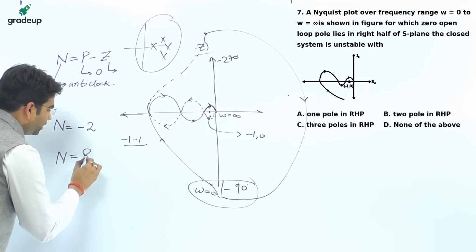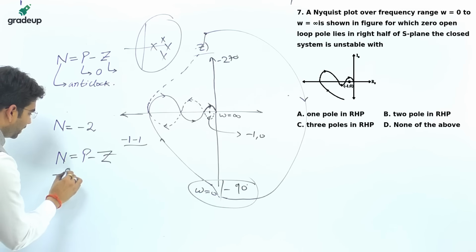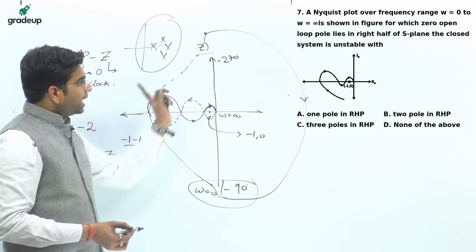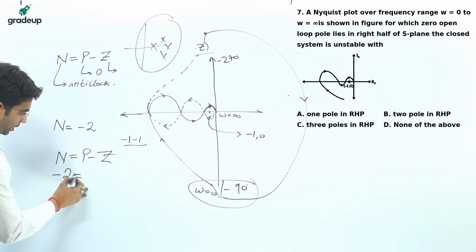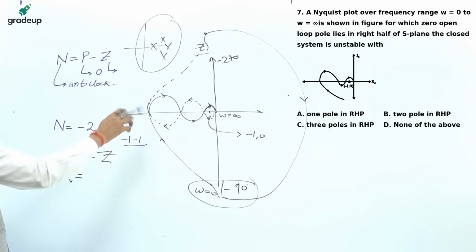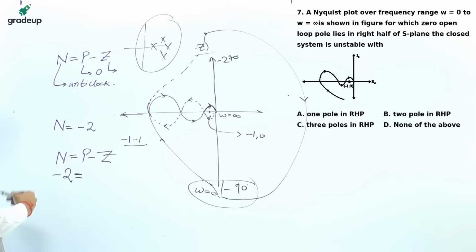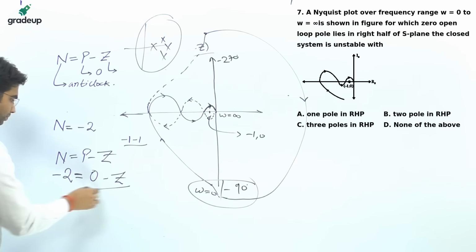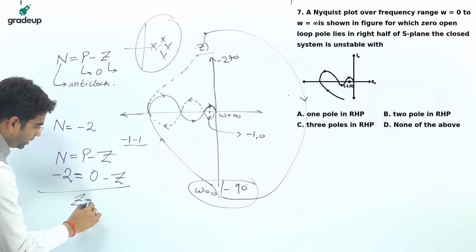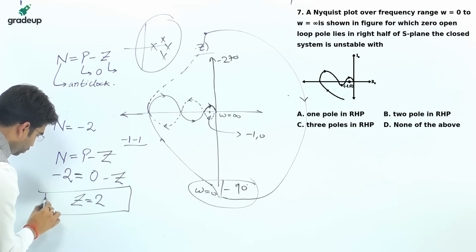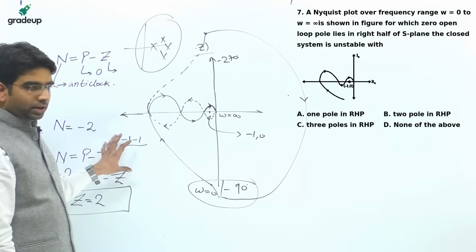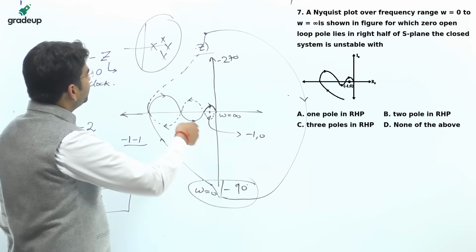So N will be P minus Z. N value is -2. It was encirclement in the anti-clockwise direction, but in this equation it is in the clockwise direction. So the minus sign was considered. P value is 0. No poles on the right half of this plane. So it will be Z is equal to 2. 2 poles or 2 roots will cause instability to the system. Okay, that will be in the right half plane.